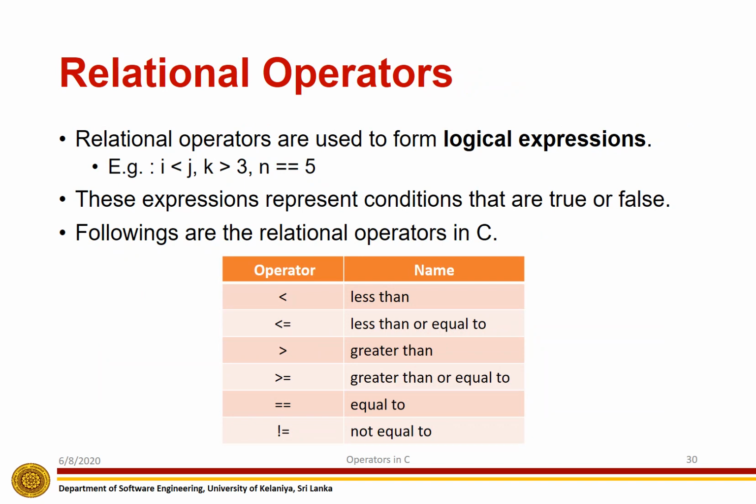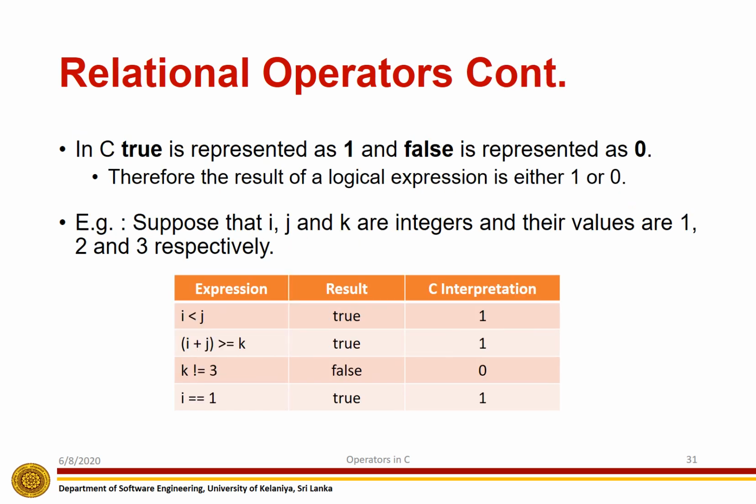Now we will move to the relational operators. Relational operators are used to form logical expressions. For example, you can see i is less than j, k is greater than 3, n is equal to 5, like that. These expressions represent conditions that are true or false. The relational operators that we use in C are less than or equal to, greater than or equal to, and not equal to. In C language, true is represented by 1 and false is represented by 0.